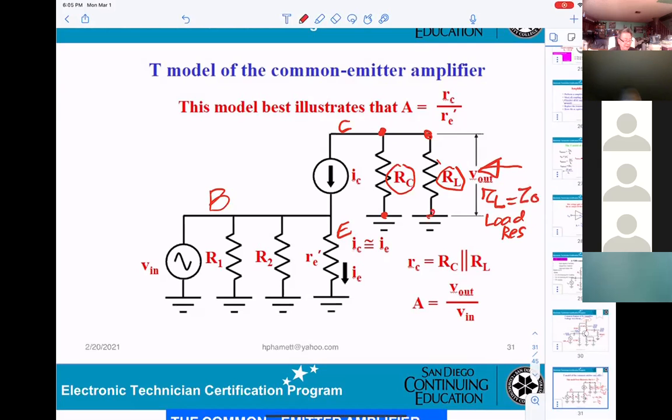Doesn't matter. The only thing is, if you want to calculate the output impedance, output resistance, that means you're looking into the amplifier. In this case, in this book they're using small rc, that means resistance of the collector. It will be equal to RC parallel with RL. So if you want to calculate the output impedance, you take RC times RL divided by RC plus RL.